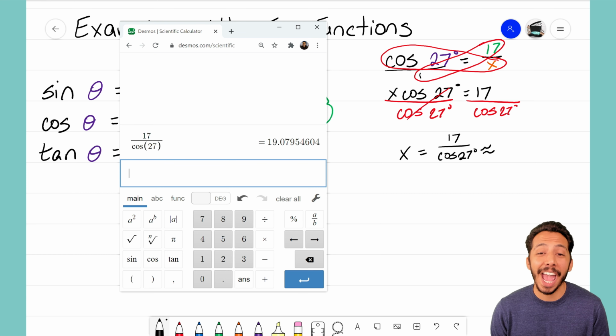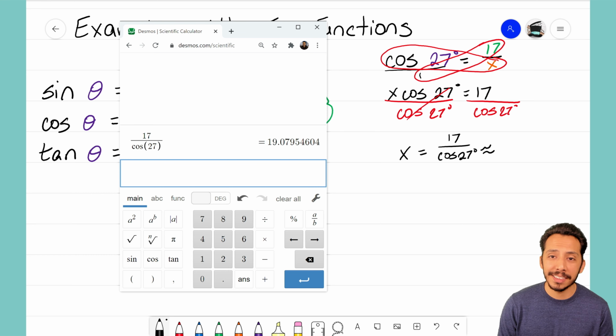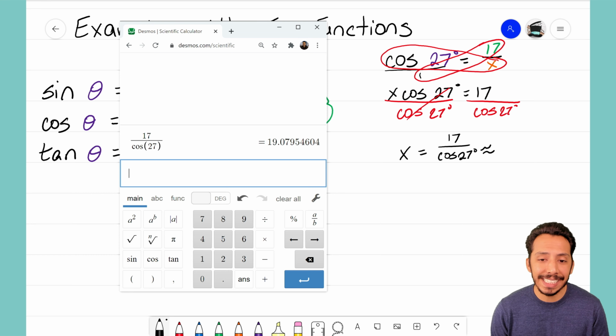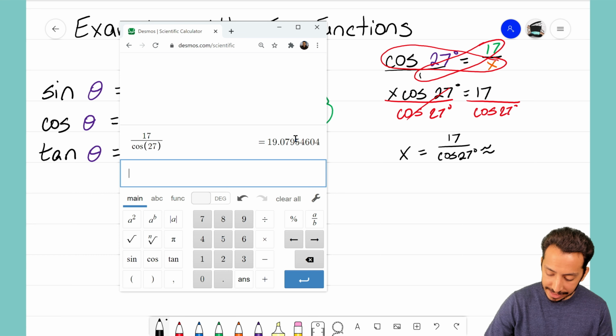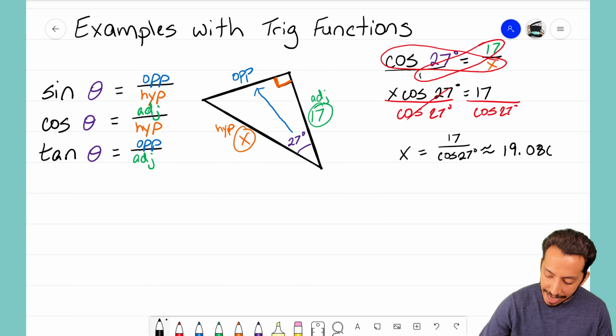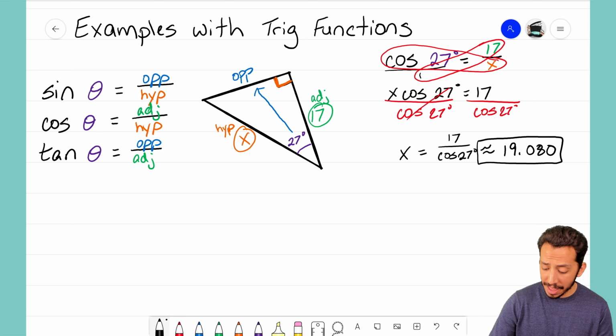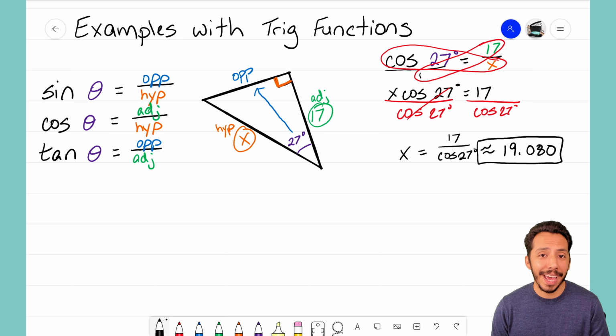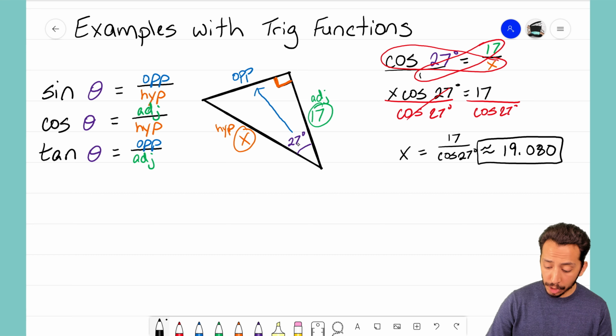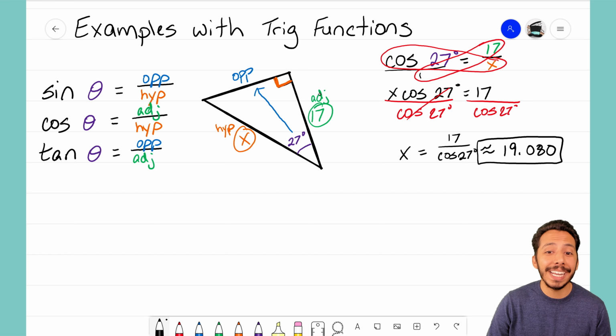I hit enter. And we find out that the unknown side for our right triangle is 19.0. Let's see, that 5 there is going to round this 79 to an 80. So this is going to make 19.080. That is the unknown side of our right triangle. That is the hypotenuse. That's what x equals. Okay, and we solved that using cosine. We used cosine because our reference angle here determined we had an adjacent side and the hypotenuse side.